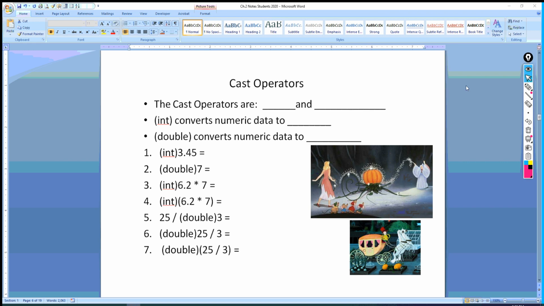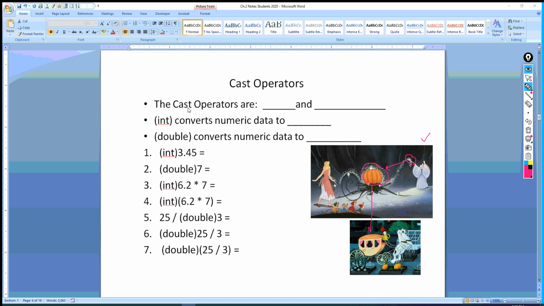Okay, this video is going to take us through a discussion of cast operators. So what is a cast operator? Well, right down here we have a picture of a cast operator. If you remember Cinderella, the fairy godmother takes her wand and casts a spell on the pumpkin, and then the pumpkin gets changed to a carriage. So the cast operator, of course, is the wand.